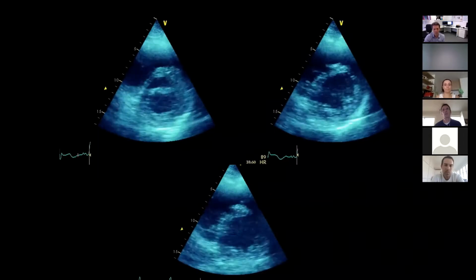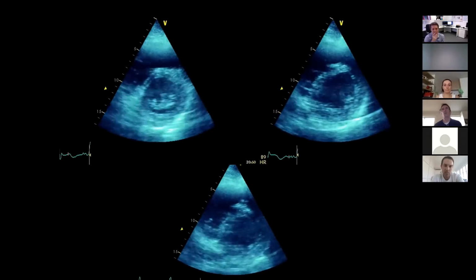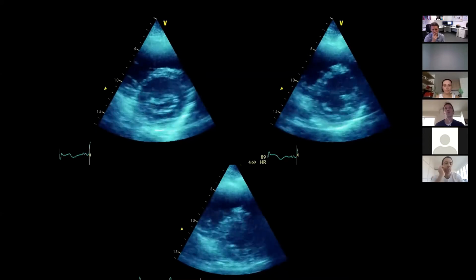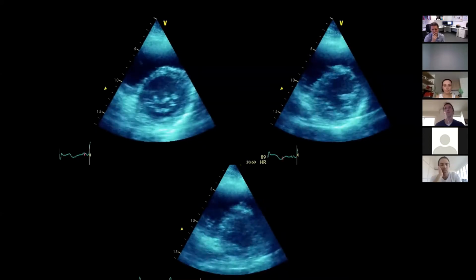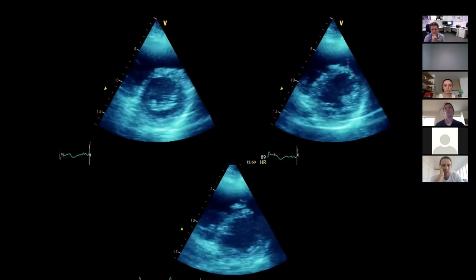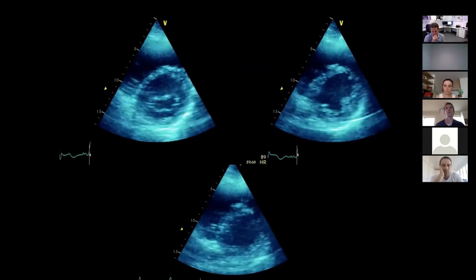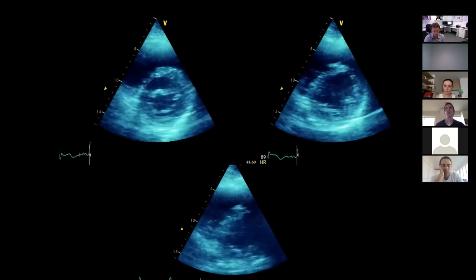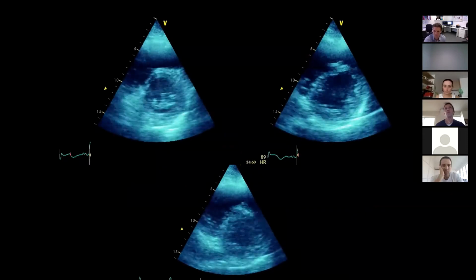Okay, what do you think here? All right, so these are the short axis views, basal, papillary, and an apical view. Now, first of all, the RV seems dilated on those views. Nice.